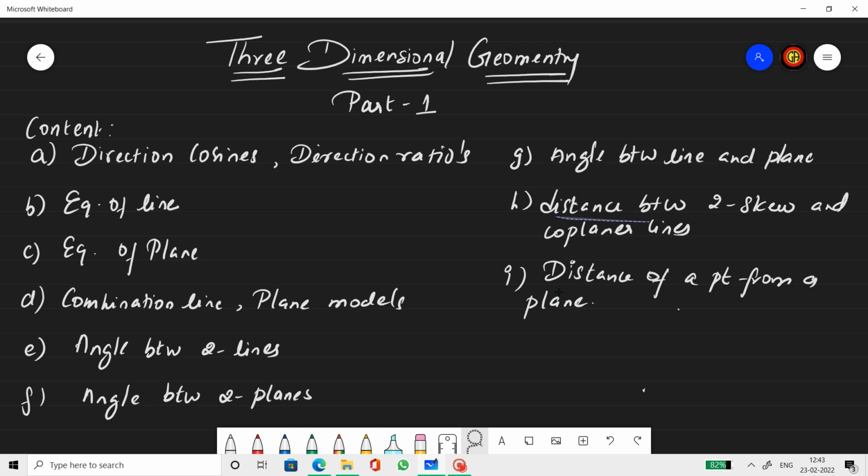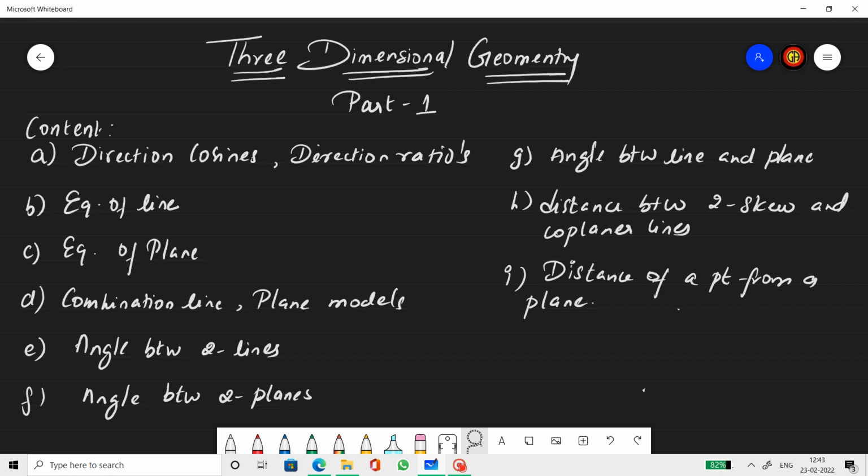And then you will find distance between two skew lines and coplanar lines. What is skew, what is coplanar? You will come to know when we discuss that in detail. And last, distance of a point from a plane. So this is the content of this chapter.